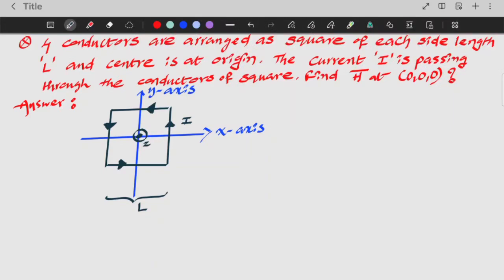In this video, we will solve a problem related to magnetic field intensity, and we need to find the magnetic field intensity at the origin. From the given data, we can see that 4 conductors are arranged as a square. That is the square we are seeing in the diagram, and each side is of L meters, and its center is at the origin.